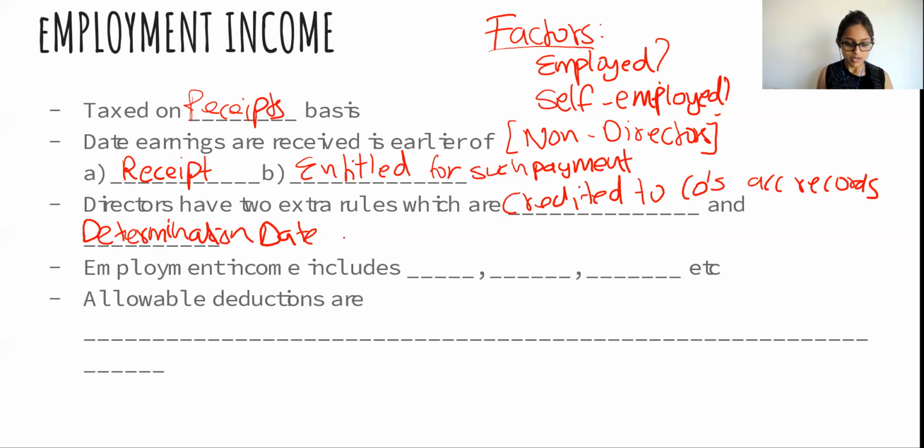Now, when it comes to employment income, it includes your bonus, so salary, bonus, commission, all these things are included in your employment income.